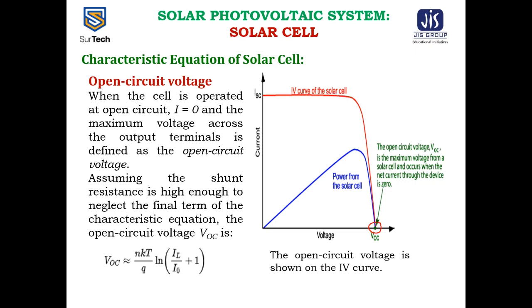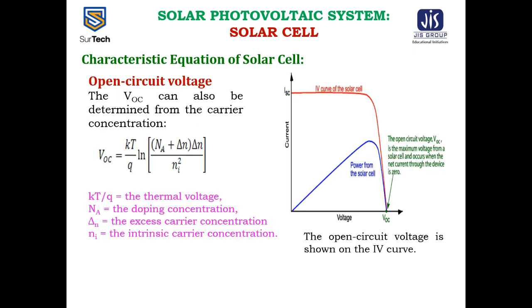Assuming the shunt resistance is high enough to neglect the final term of the characteristics equation, the open circuit voltage comes out as VOC is approximately nkT by q ln of IL by I0 plus 1. IL is the light generated current. The open circuit voltage corresponds to the amount of forward bias on the solar cell due to the bias of the solar cell junction with the light generated current.